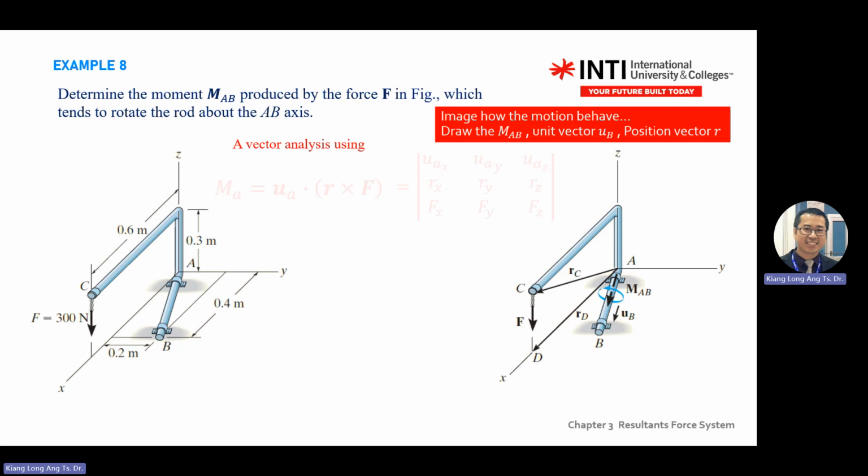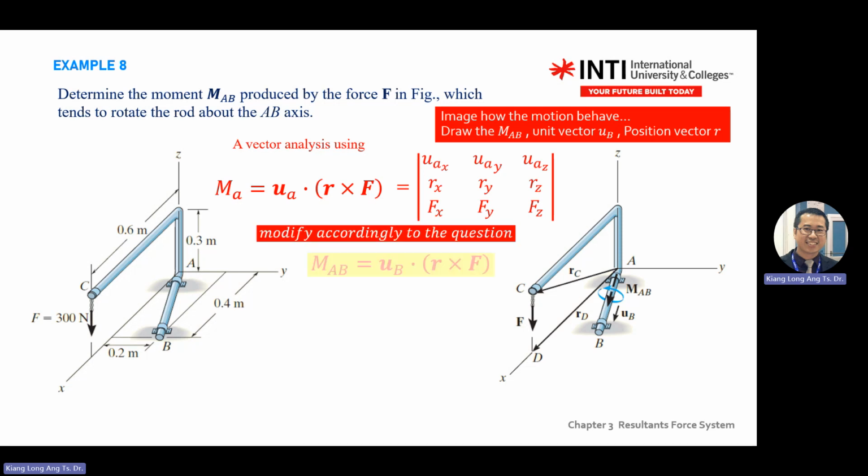Okay. So you write this equation first. MA equal to UA dot R cross F equal this matrix. You write this equation first. Then only you modify the sub here. Or you can straight away write the sub if you want. So in this case, we will write in AB form. And if you don't want to write this one also can. You just modify the sub A into AB, because the question asks you AB.